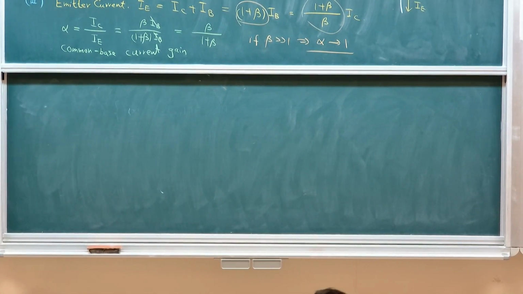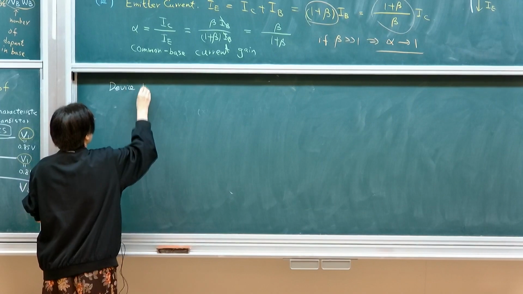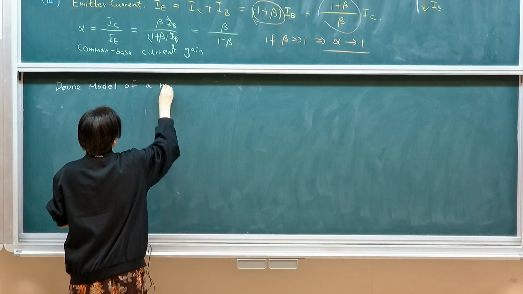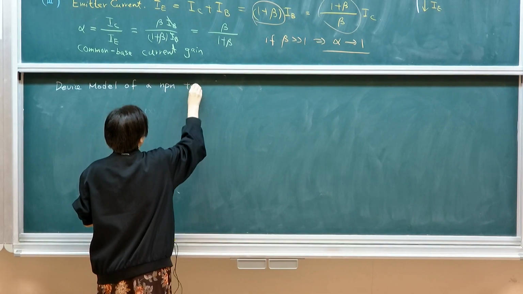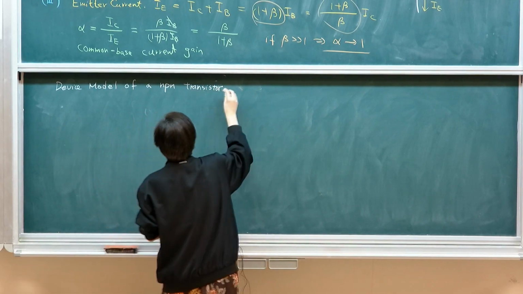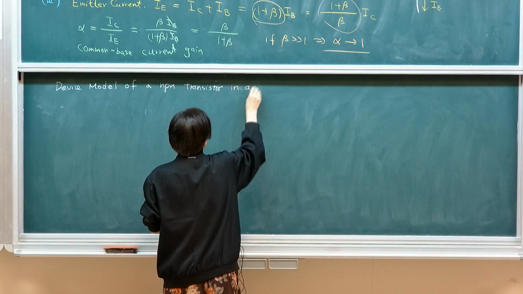So what we're going to do now, once we already have this understanding or model, let me emphasize once again two important parameters, IS and beta, for the device model. Let's just limit ourselves to the NPN transistor. I want to emphasize that this is only true when an NPN transistor is in active mode.